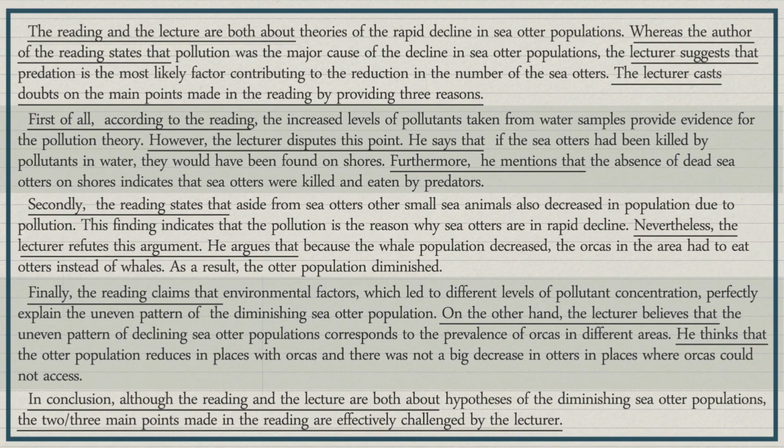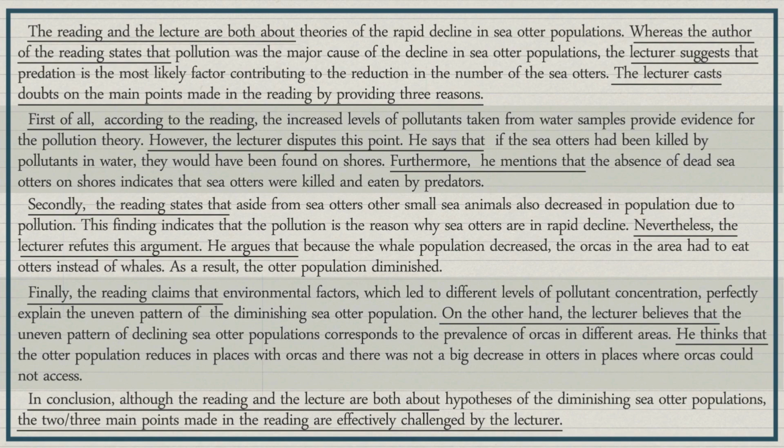Secondly, the reading states that, aside from sea otters, other small sea animals also decreased in population due to pollution. This finding indicates that pollution is the reason why sea otters are in rapid decline. Nevertheless, the lecturer refutes this argument. He argues that because the whale population decreased, the orcas in the area had to eat otters instead of whales. As a result, the otter population diminished.